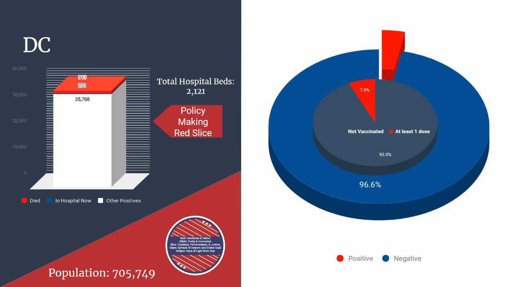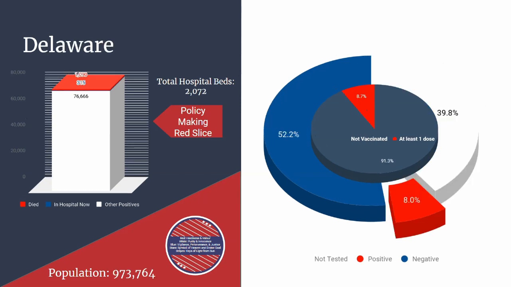In DC, they've only vaccinated 7% of their people, which I think is funny because they're the ones driving all of these tests. They'd only have 7% right there in DC. And yes, here we are again, the total number of tests equals the population. Their negative test results so far have been 96.6%, with 3.4% testing positive. 913 people have died, 251 in the hospital with 2,100 beds.